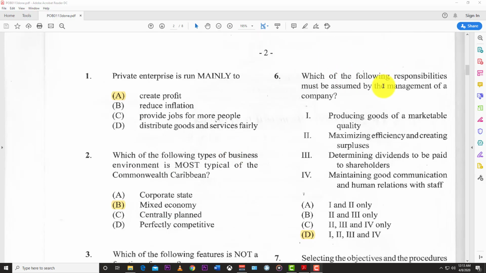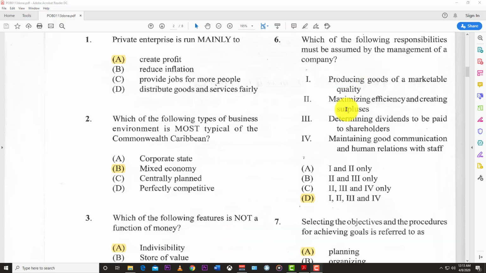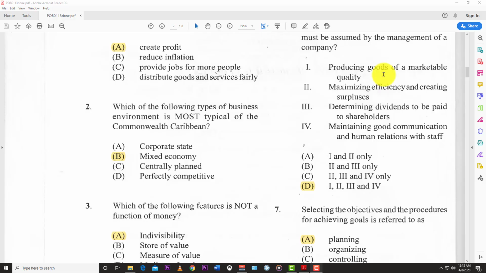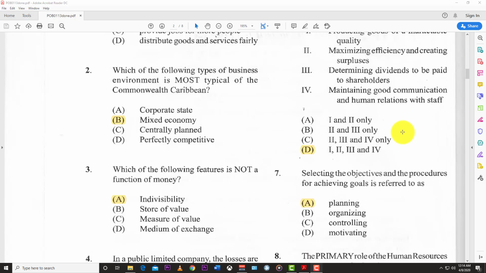Number 6, which of the following responsibilities must be assumed by the management of a company? 1, producing goods of a marketable quality. 2, maximizing efficiency and creating surpluses. 3, determining dividends to be paid to shareholders. And 4, maintaining good communication and human relations with staff. And of course, the best answer there is D. Because this is responsibility to the customer, responsibility to the investors, responsibility to the shareholders, and of course to employees.